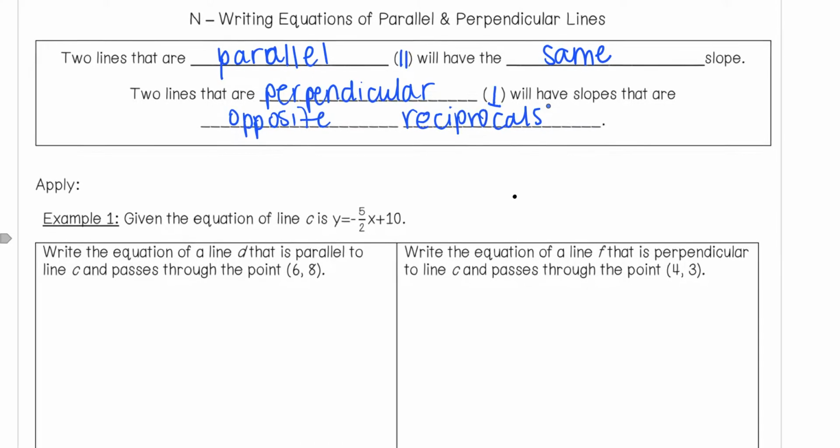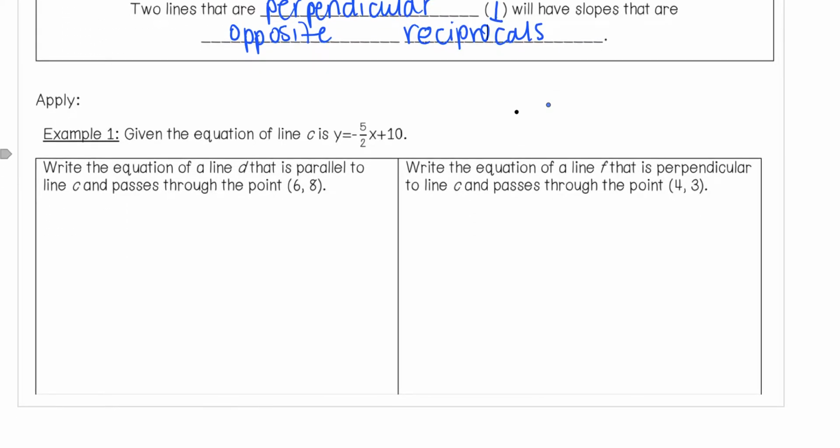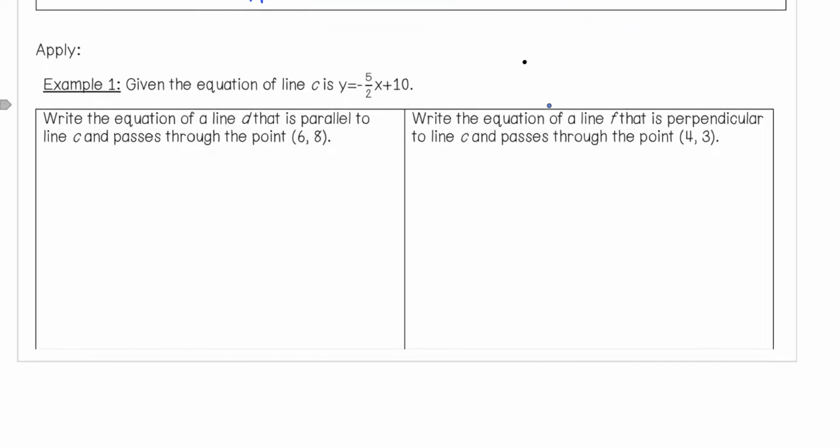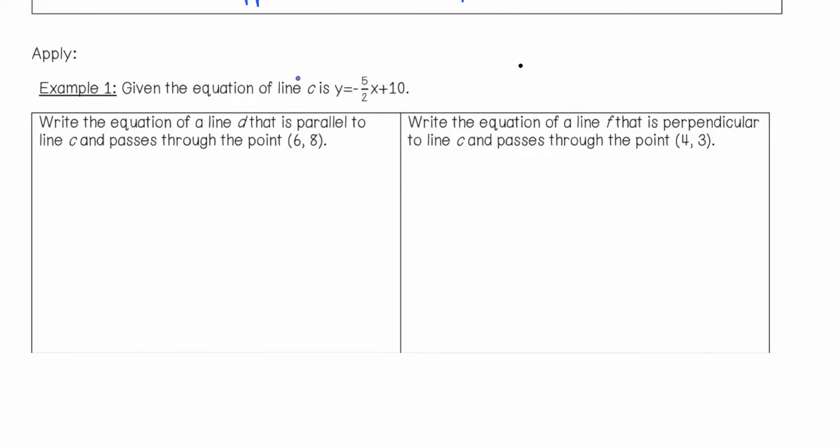So in our first example, we're going to be given an equation of a line, and then we're going to be asked to come up with the equations for lines that are both parallel and perpendicular to the same line. So line C has the equation y equals negative 5 over 2 x plus 10. This is an equation in slope-intercept form, so I can see that my slope is negative 5 over 2 and my y-intercept is 10. My first task says to write the equation of a line D that would be parallel to line C, but it must pass through the point (6, 8).